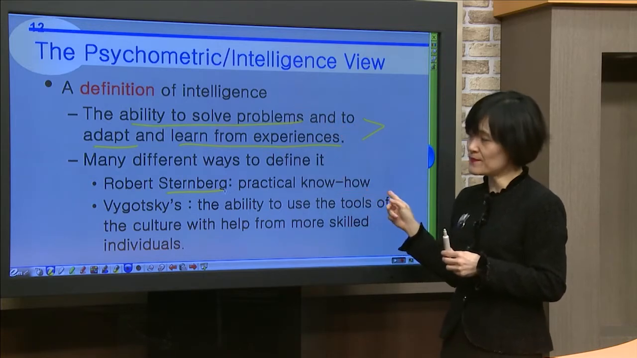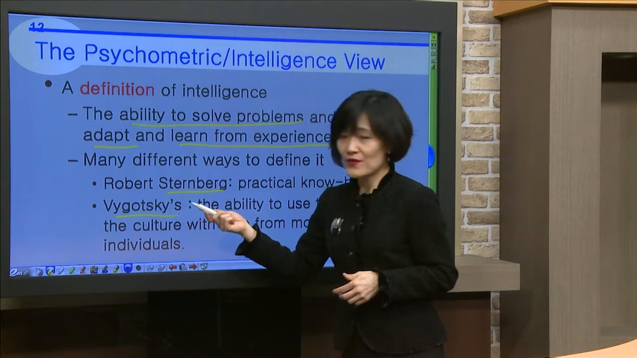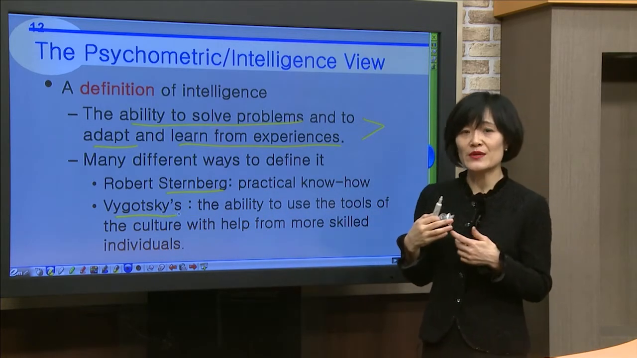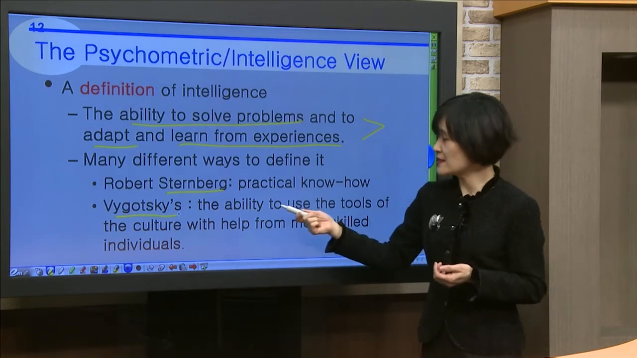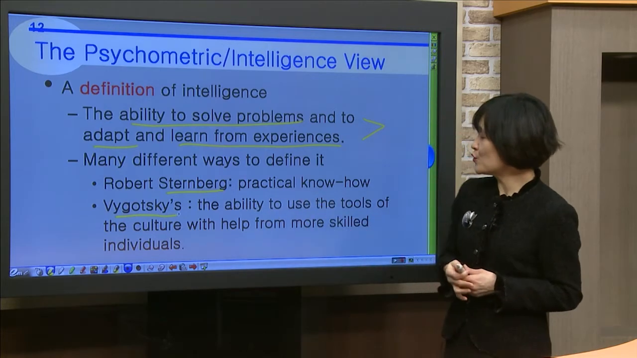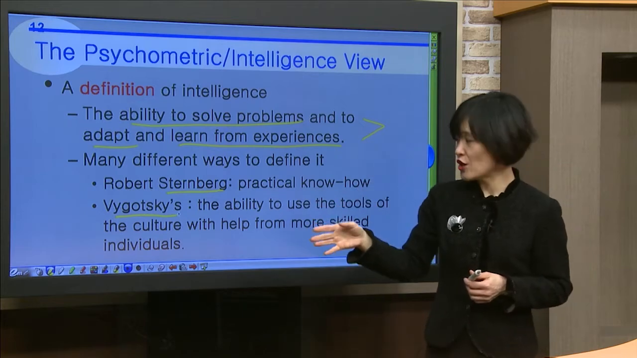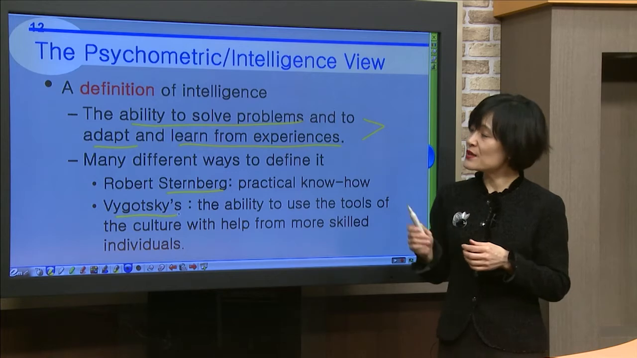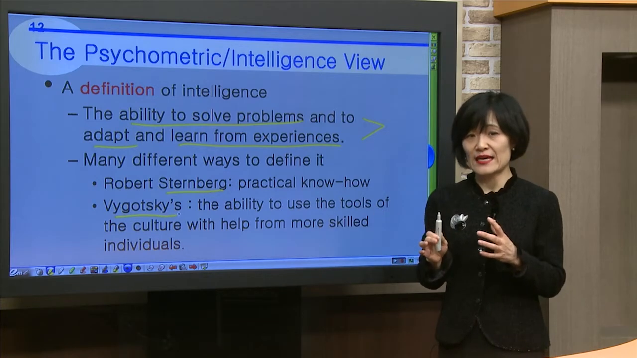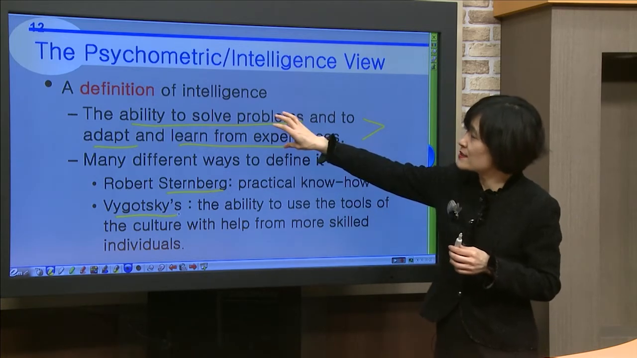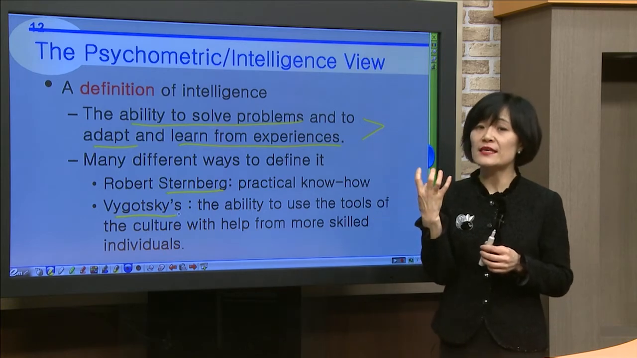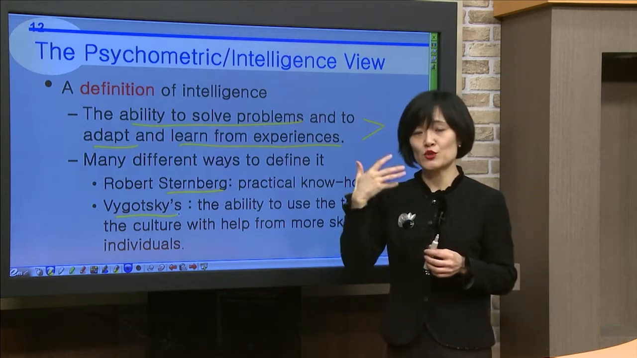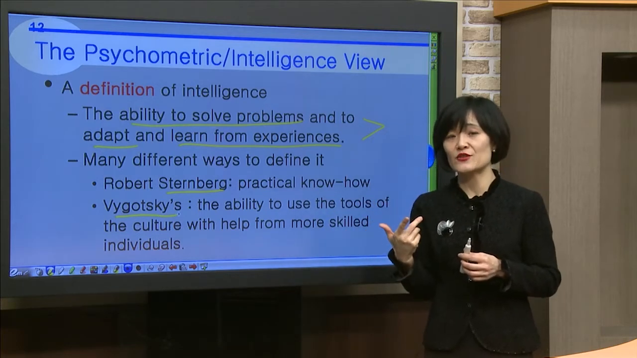That is an addition. And Vygotsky, you remember that he is the later cognitive theorist after Piaget. He focused on the ability to use the tools of the culture with help from teachers or mentors. He believed that is one of the aspects of intelligence. So even though there is some common sense of what intelligence is, people also show that different aspects have to be emphasized when we say intelligence.